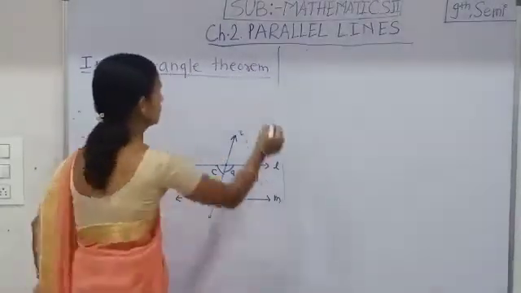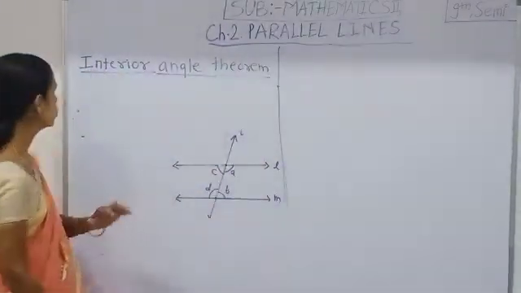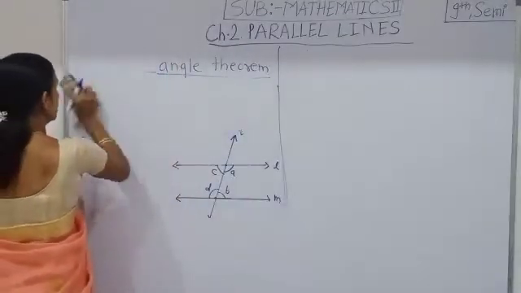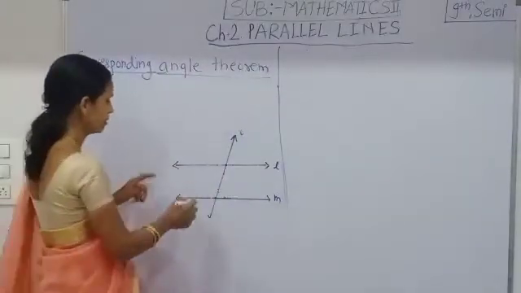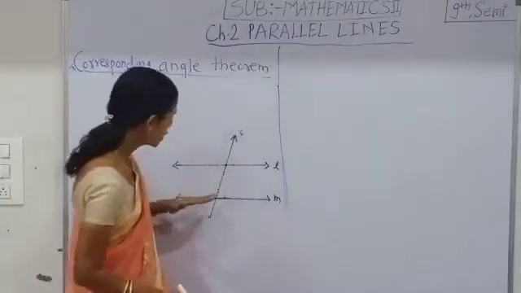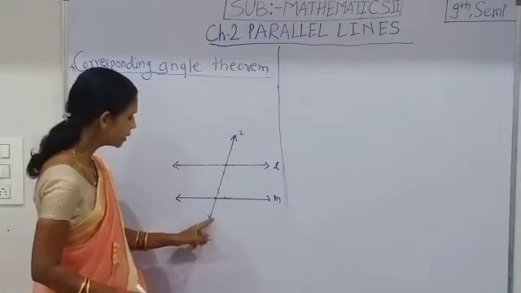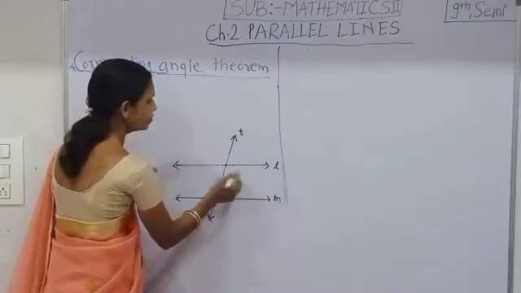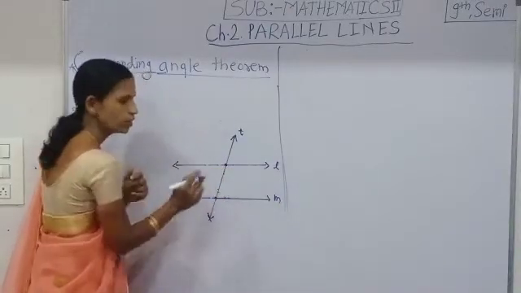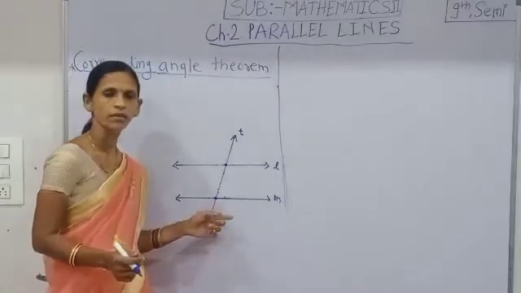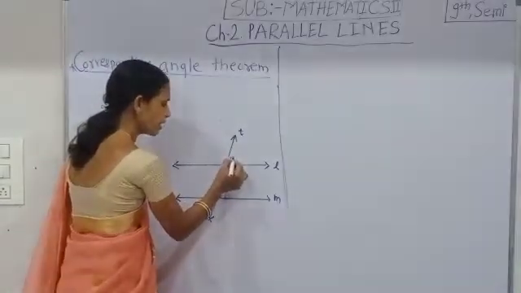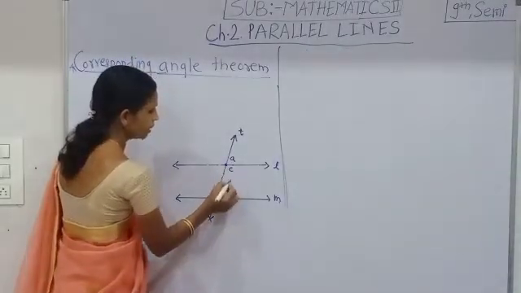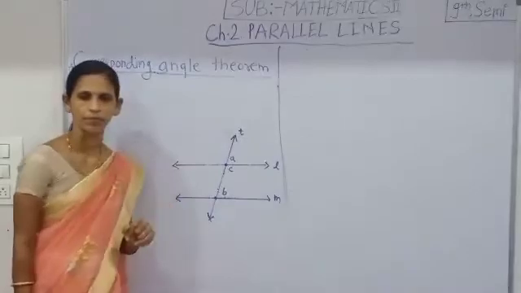Then we will discuss the corresponding angle theorem. Let us consider that line L is parallel to line M and transversal T intersects line L and line M at two distinct points. Then let us consider angle E, angle C and angle B.